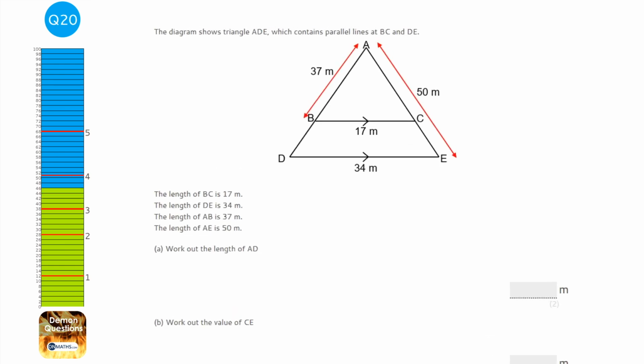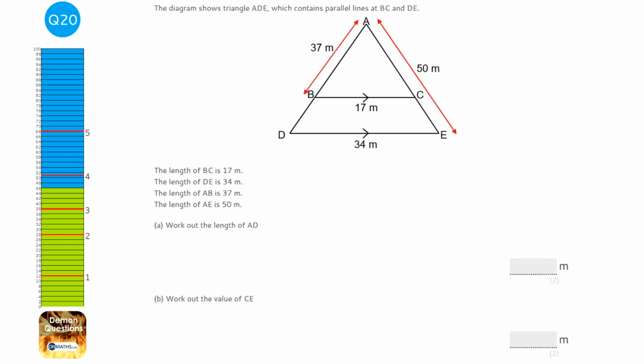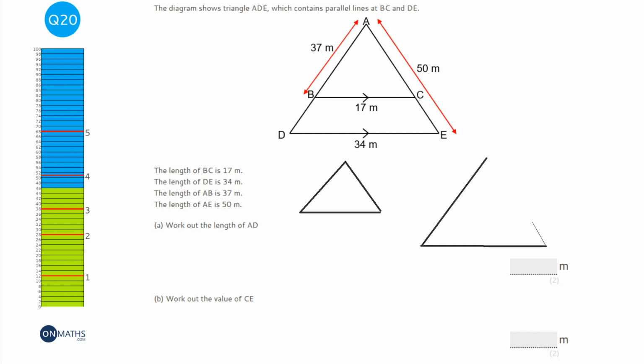Okay, so this question is asking us to find unknown lengths. Now, the easiest way of approaching this question is to draw the 2 triangles, the little one and the big one, separately. So I'm going to do that really quickly. I'm going to draw the small one, and I'm going to draw the big one. There we go. And I'm going to fill in the length.